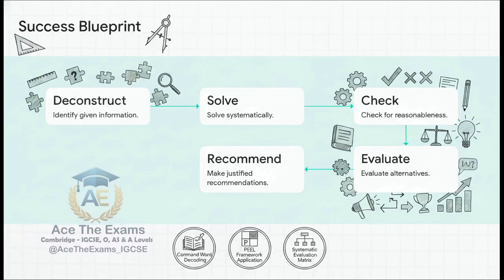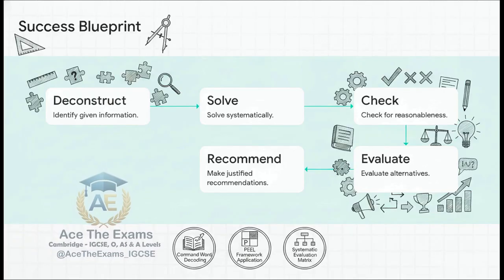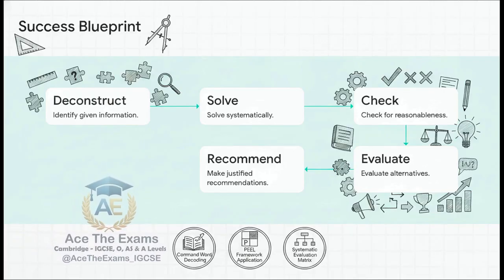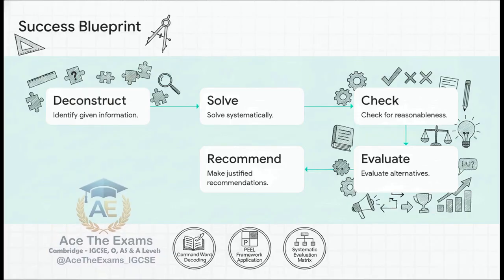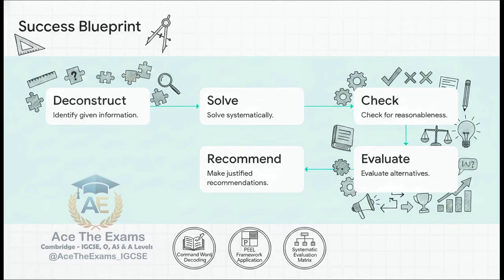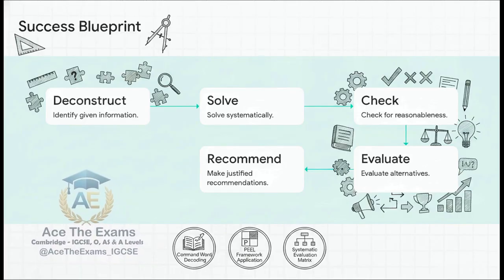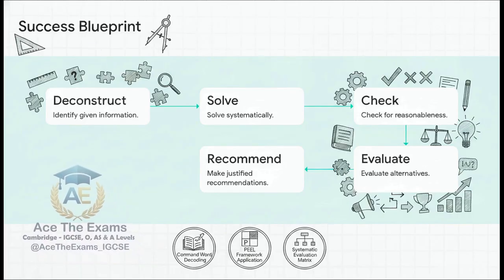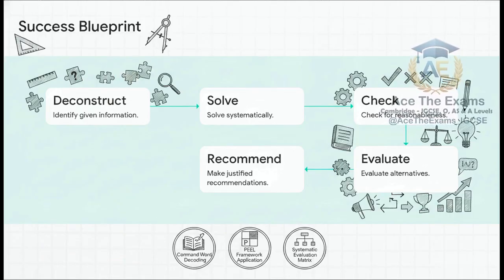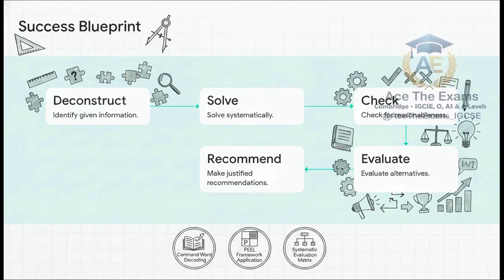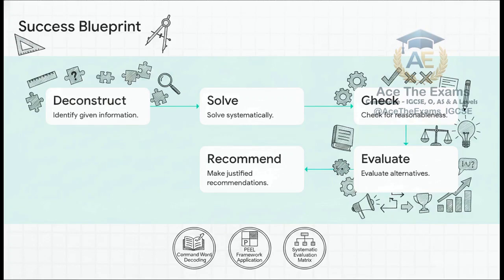Step 3. Check for reasonableness. Look at your answer. Does a negative rational power yield an alternating sign sequence as you mathematically expect? If not, you messed up a negative sign somewhere. Go find it. Step 4. Evaluate alternatives. Ask yourself, is there a faster or smarter algebraic manipulation to simplify the brackets before I even start expanding? Step 5. Make justified recommendations. State crystal clearly why a certain numerical approximation is valid based entirely on the expansion's strict validity range.